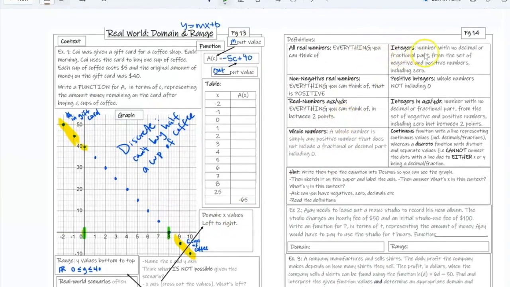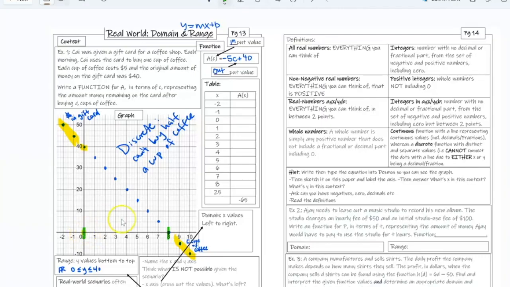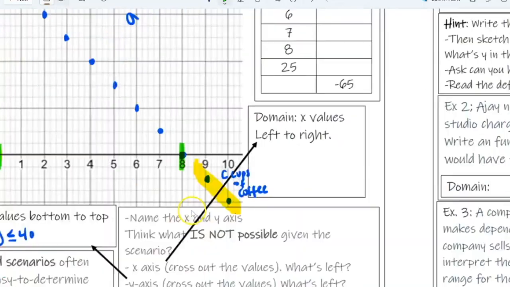It could be an integer, but we don't have negative. Positive integers, whole numbers not including 0. So this one does include 0, so that's not it. Integers between two constraints. A number with no decimal or fractional parts from a set of negative or positive numbers, including 0, but between 2 points. So I can actually write this as integers between 0 and 8 inclusive because it's closed on 0 and 8. So that's what I'm going to write. So that's integers.